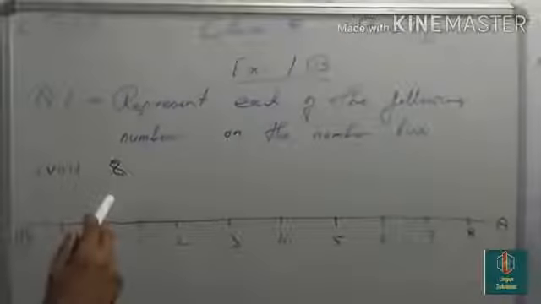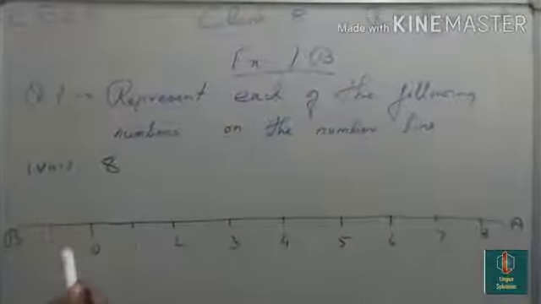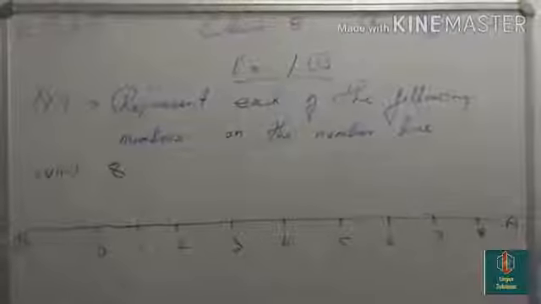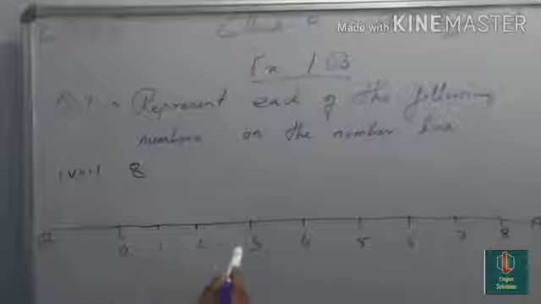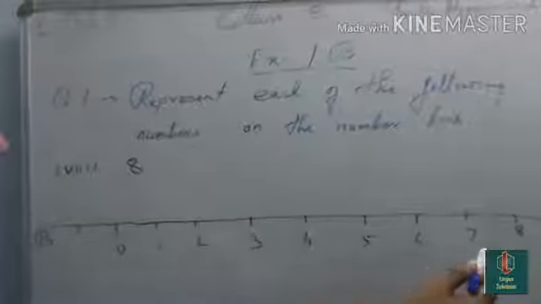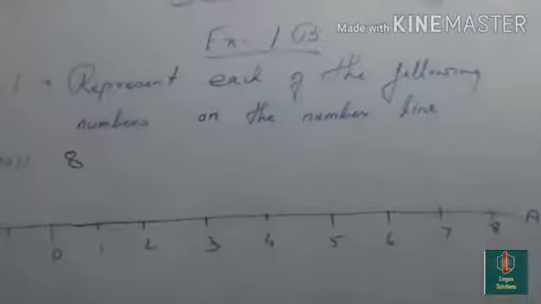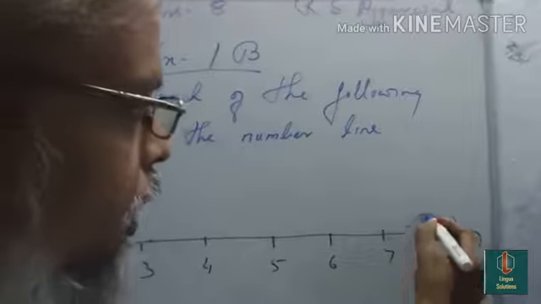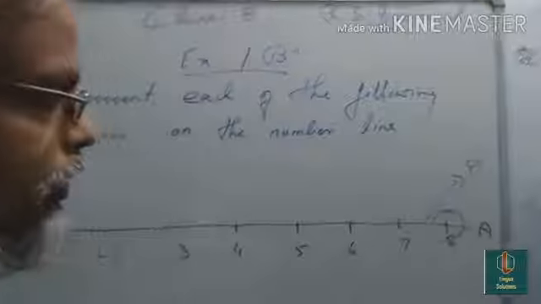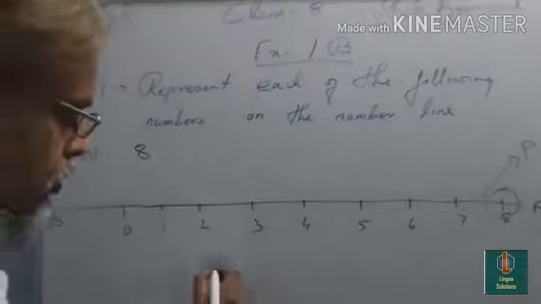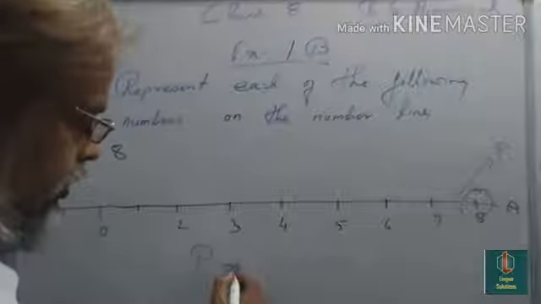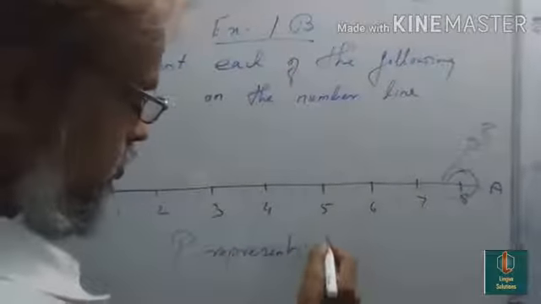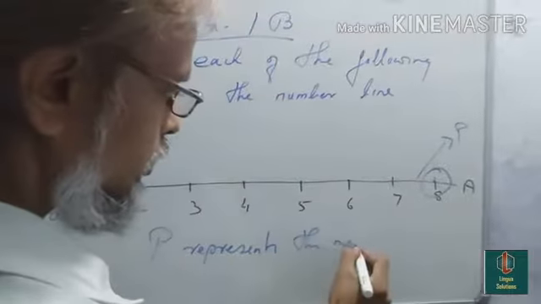Here we have to show 8. Here there is no fraction, so it is easy. We will count 1, 2, 3, 4, 5, 6, 7 and 8. Now round it or mark it as point P. So P represents the number 8.